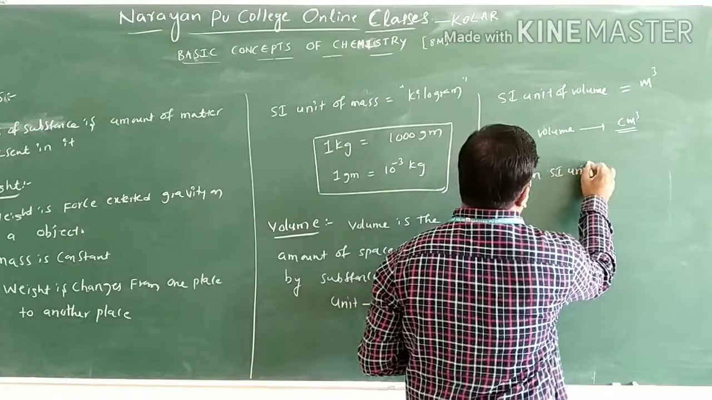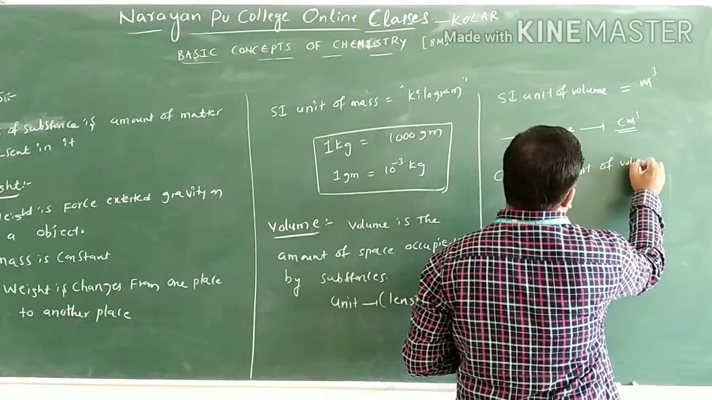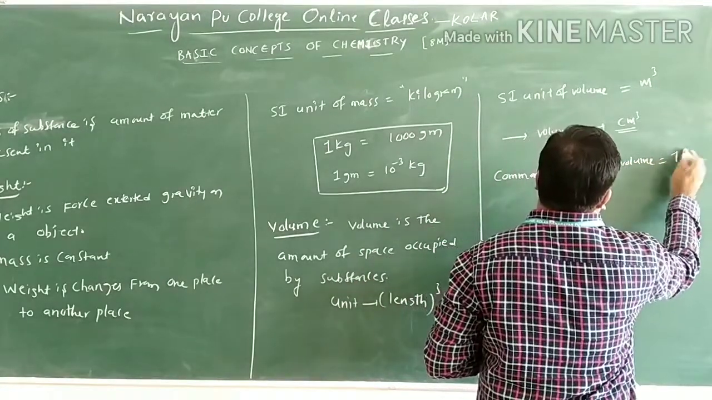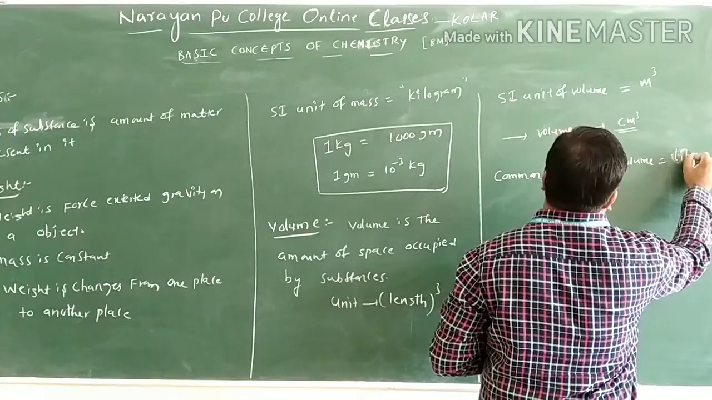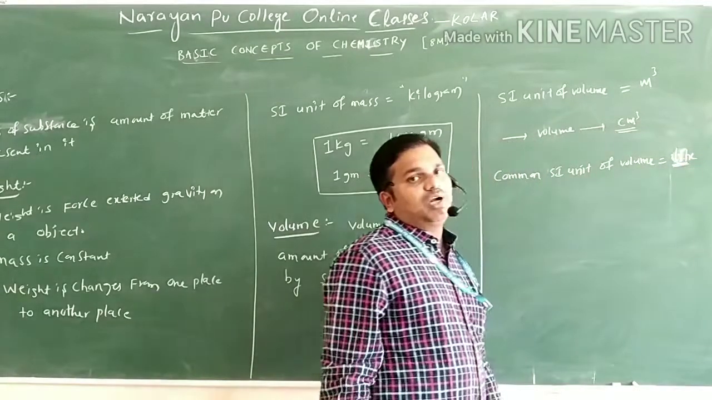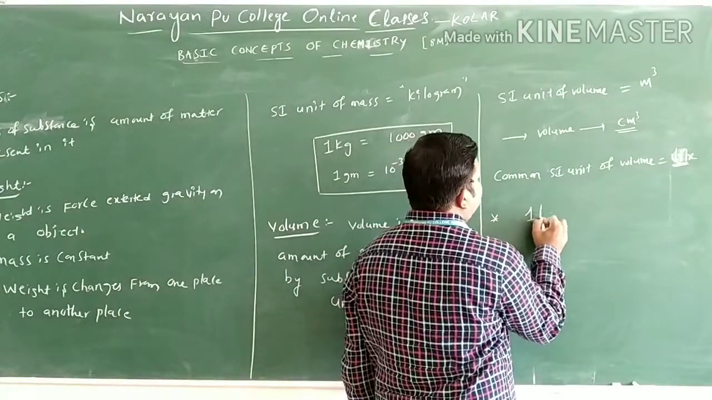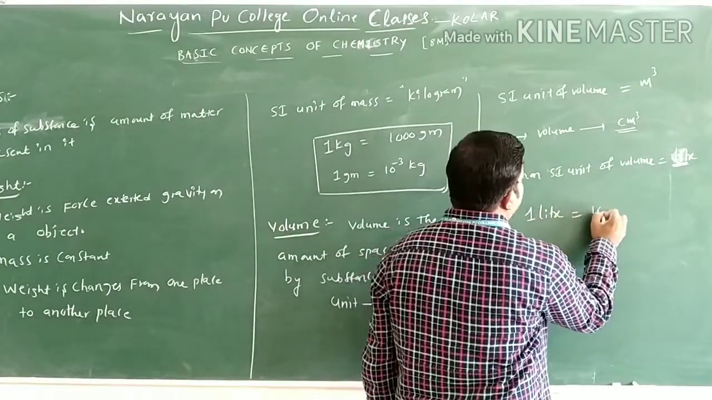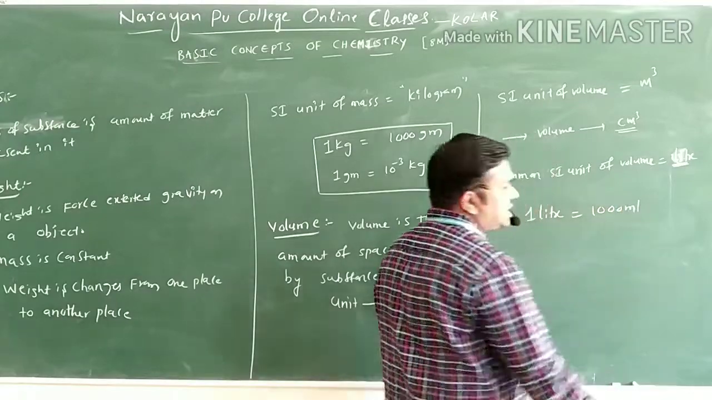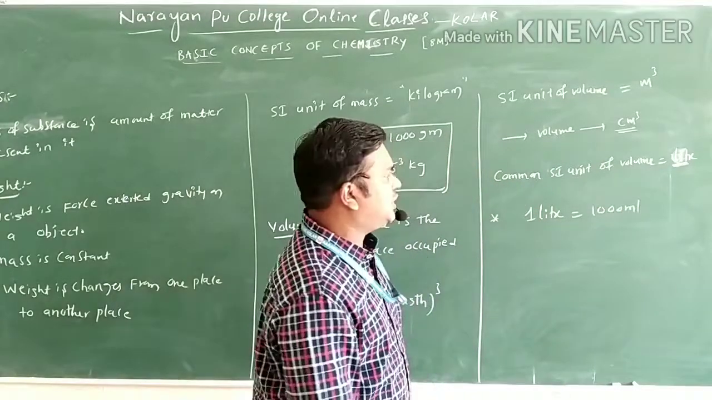The common SI unit of volume is the liter. Commonly we are using liter only. From this, 1 liter is equal to 1000 ml.